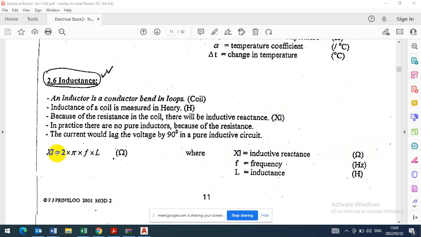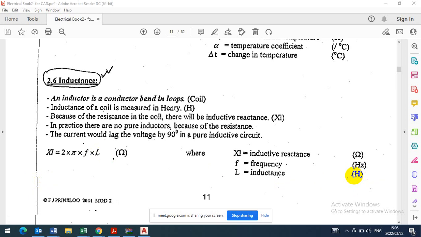Then the formula for inductive reactance is 2 times pi times frequency times inductance. This also you must know by heart. Just give me a second, I'm writing that down. XL equals 2 times pi times F for frequency times L for inductance. Making sure that inductance is always in Henry.